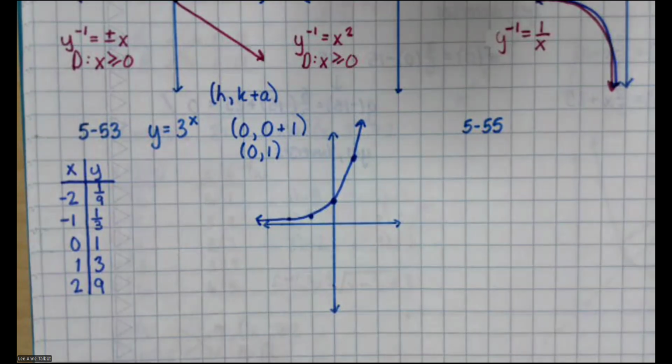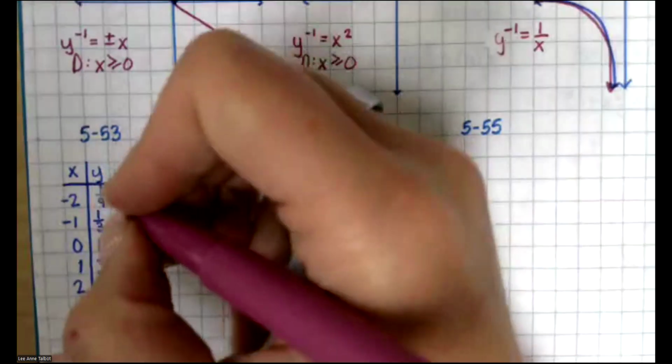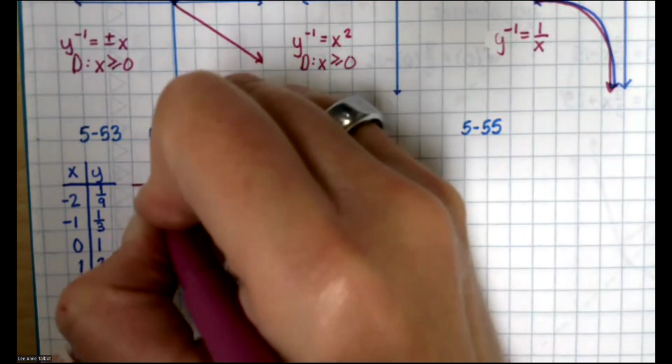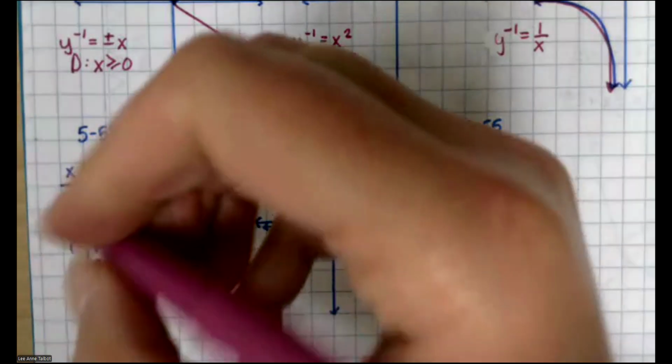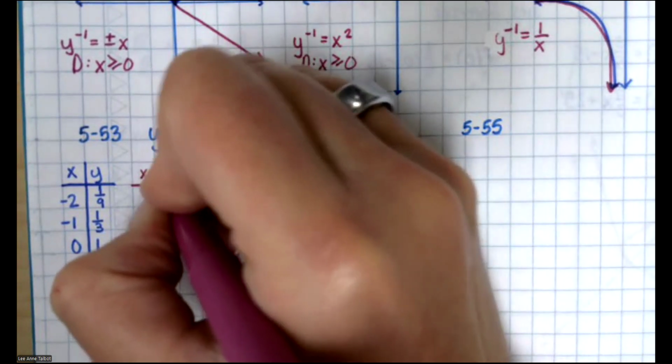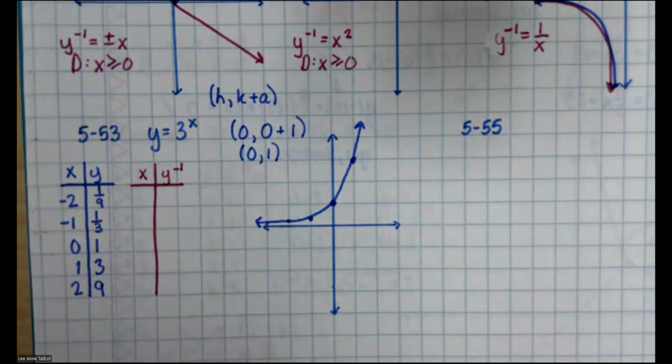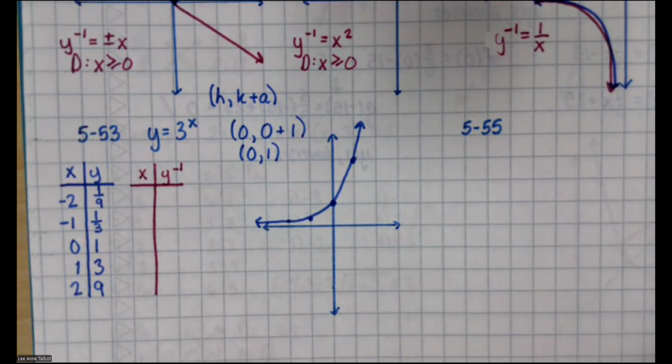Ooh, wrong thing. Okay, now flip the table and graph whatever the inverse is. We don't know what the inverse is yet. We haven't studied it yet. This is our first baby problem on this. But we do know that we can get the inverse by flipping the table.